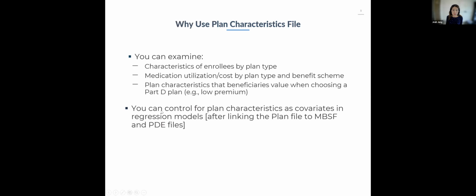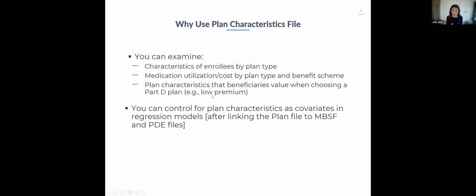If you are interested in the patient characteristics in each plan type, whether who are in HMOs versus who are in PPOs, or who are in MAPDs versus who are in PDPs, you can use the plan characteristics file, and you can see the plan type.